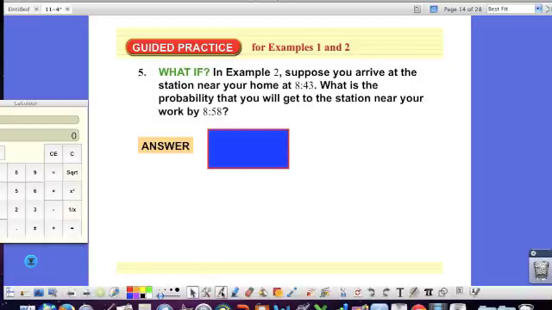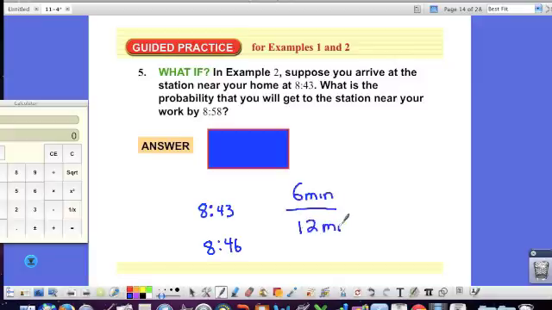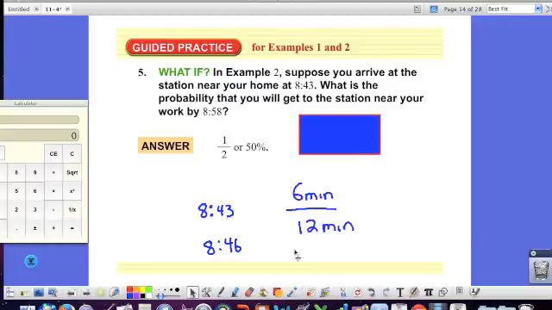Okay, now in example 2, suppose you arrive at the station near your home at 8:43. So you get there 3 minutes earlier. So now, if it comes in the next 6 minutes, and it comes every 12 minutes, we know for sure you have a 50% chance.